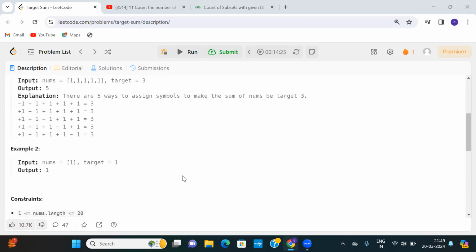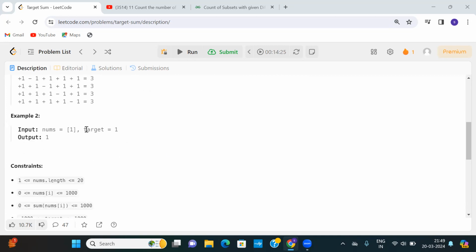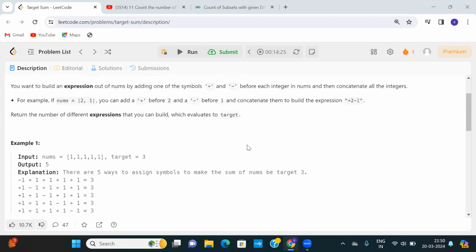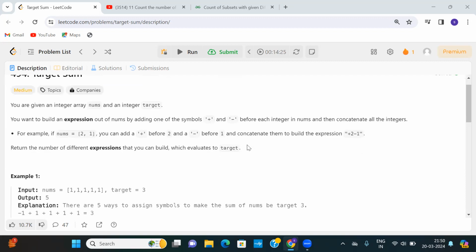In the similar fashion, in example number 2, we are only given a single integer in nums, that is 1, and our target is also equal to 1 only. So there is a possibility of a single expression that we can build in order to achieve target. So our output will be 1. So I hope the question is clear to you all.